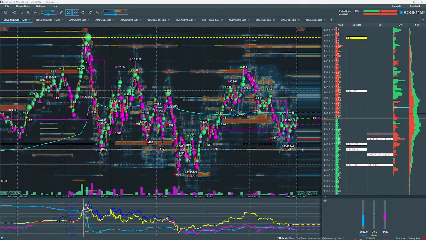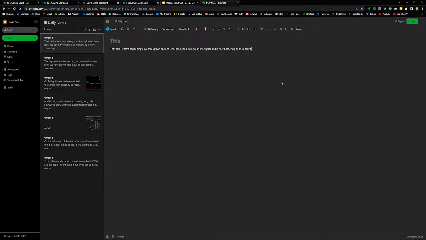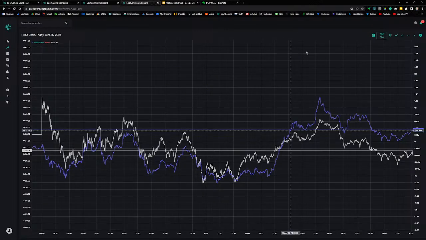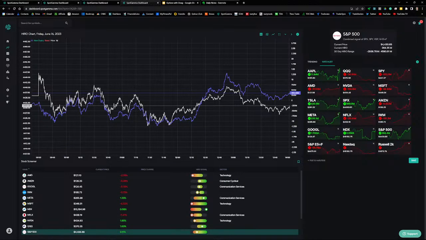All right, so let's take a look at one other thing. I'm going to take a look at Hero. This is Spotgamma Hero. Let me go back out. So what this chart is showing is hedging impact of real-time options, hence the name Hero, H-I-R-O.